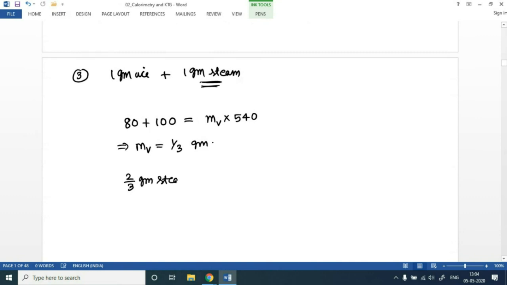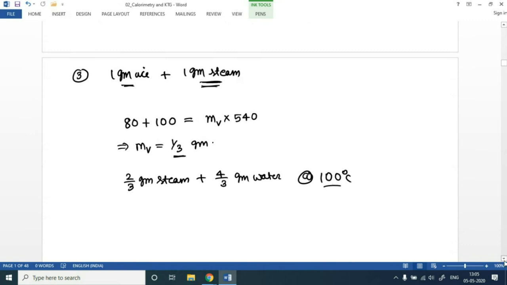of steam. And the remaining 1 by 3 gram will be condensing into water, and there is 1 gram water also, so that would be 4 by 3 gram water, and this whole thing would be at 100 degrees Celsius, you realize.